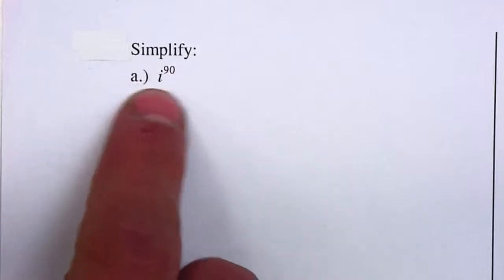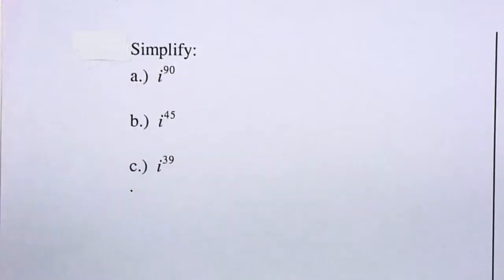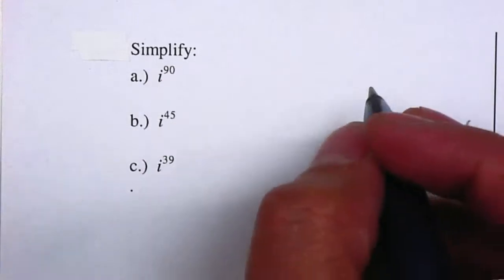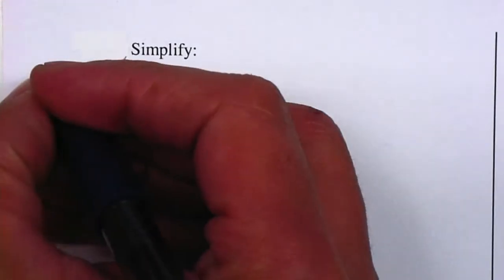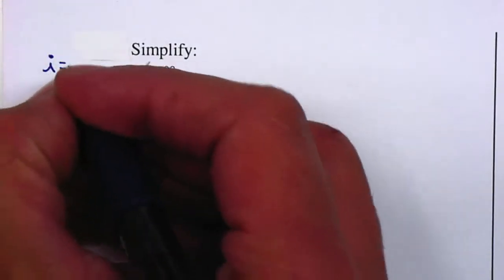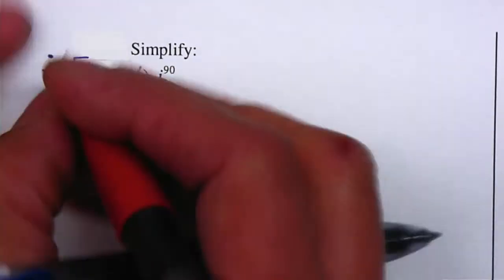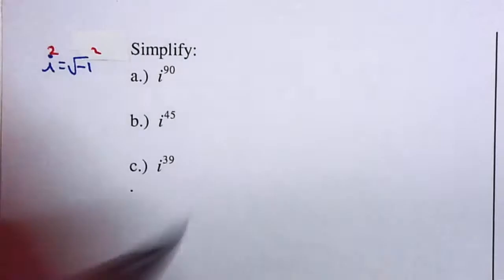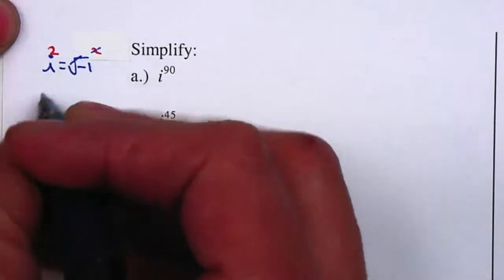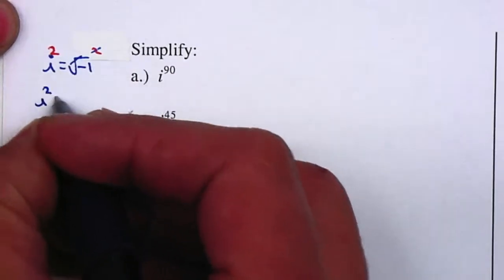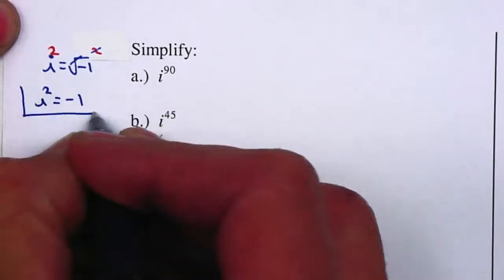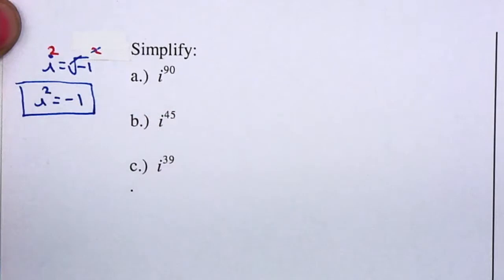Simplify i to the power of 90. Now if we are to simplify i to the power of 90, we need to go back to our main definition. We know that i is equal to the square root of -1, but that's not going to help us. We also know that if we square both sides, the square root and square cancel. So i squared is equal to -1. And this is the definition that we are going to be using.